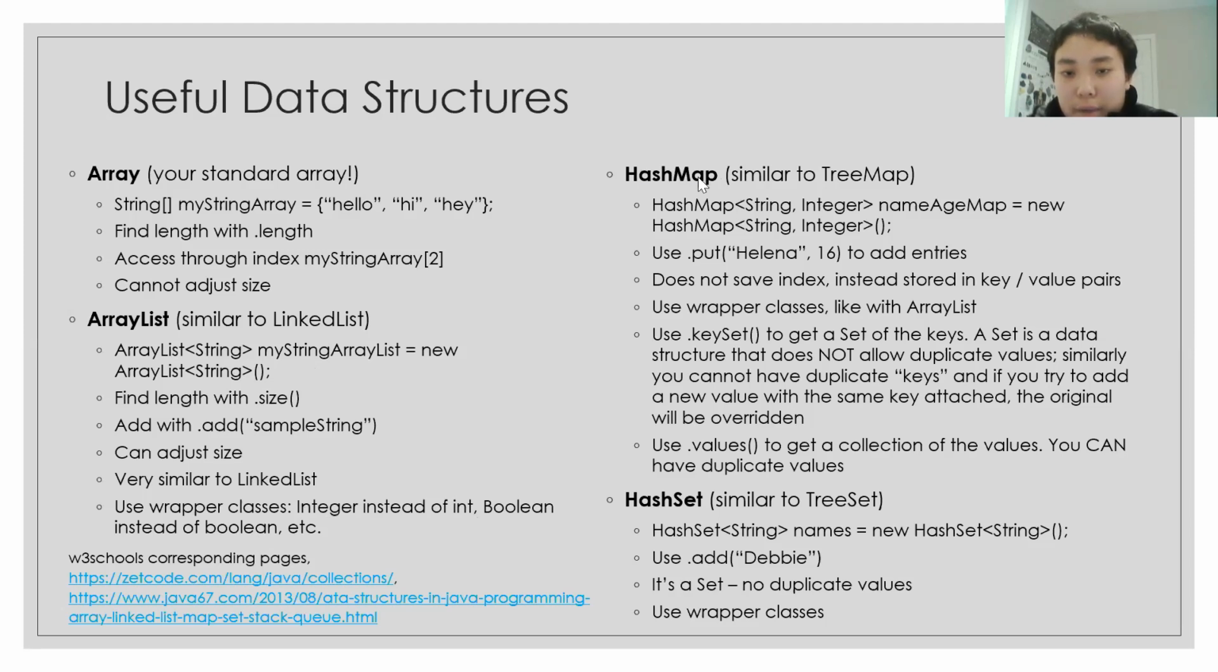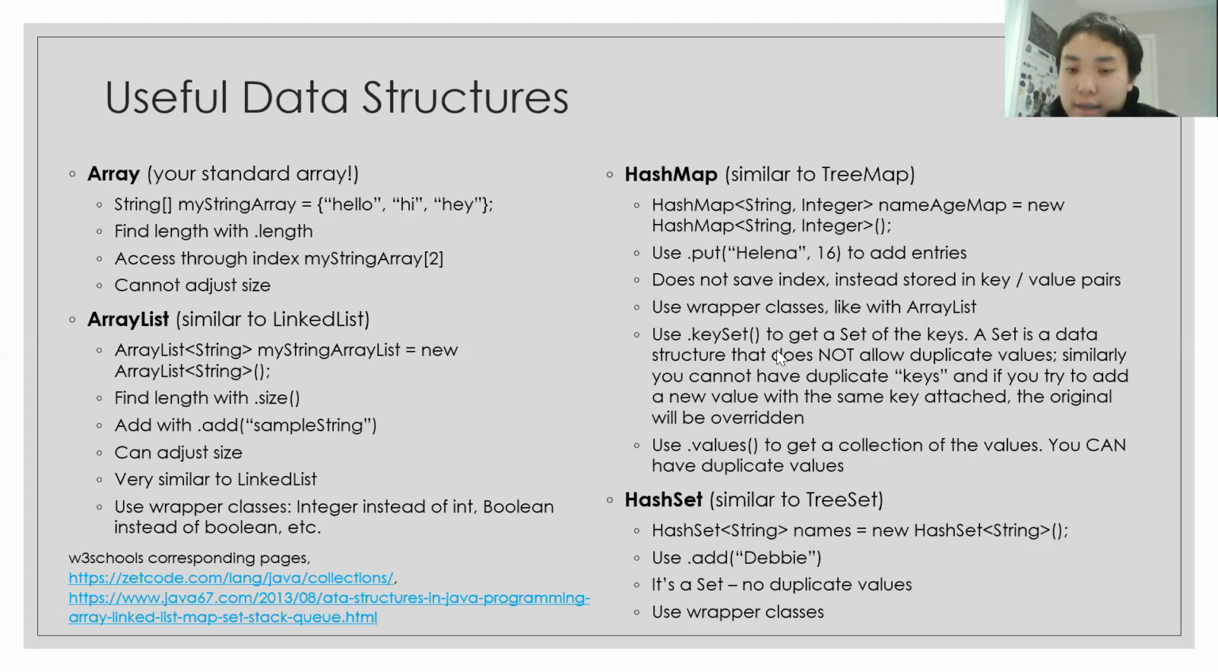There's also a hash map. It's similar to the tree map, which again is just another type of data structure / class provided by Java. And a hash map is different from an array list and array in the sense that it actually doesn't have an index. It has a key and a value. So for example, your key is a name and your value is an age. So you have a string integer hash map and you have key value entries.